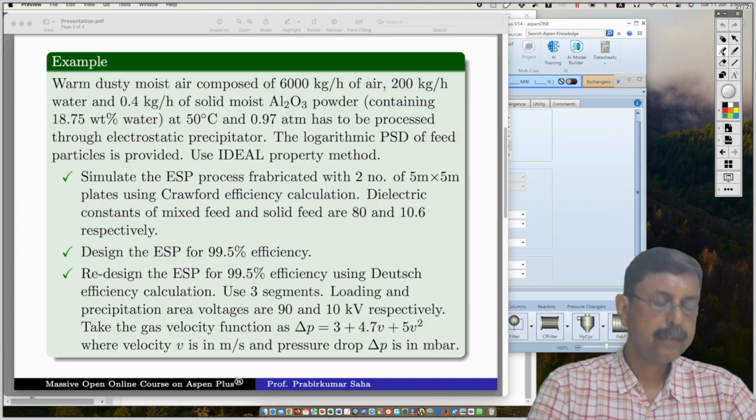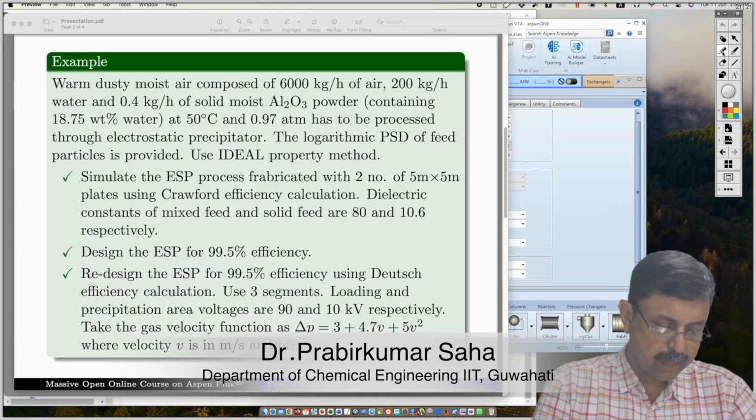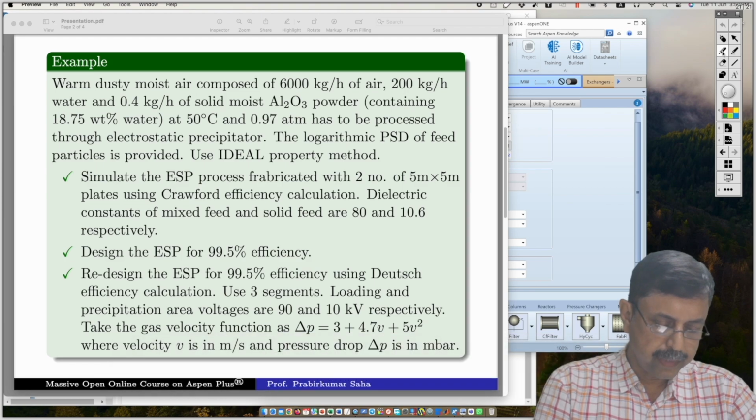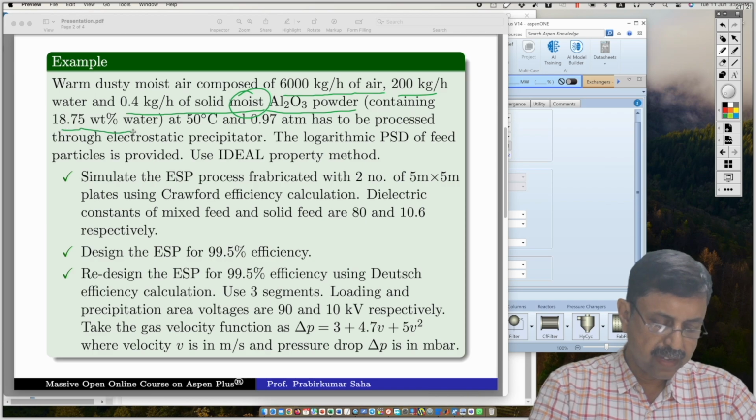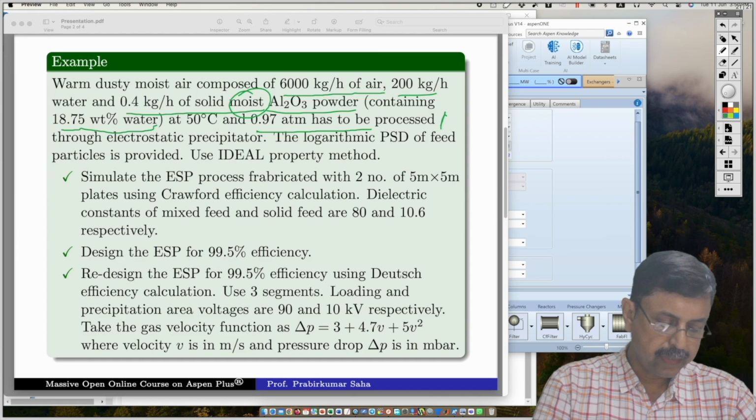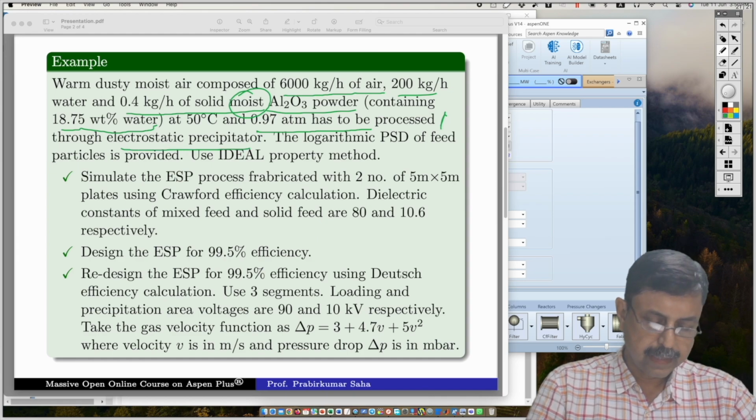So the example says that warm, dusty, moist air composed of 6000 kg of air, 200 kg of water and 0.4 kg of solid moist aluminum oxide powder, and this is moist, so we have 18.75 weight percent of water, at 50 degrees centigrade and 0.97 atmosphere pressure. It has to be processed through the electrostatic precipitator.